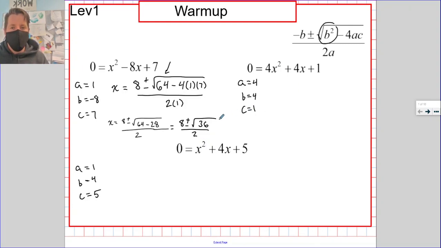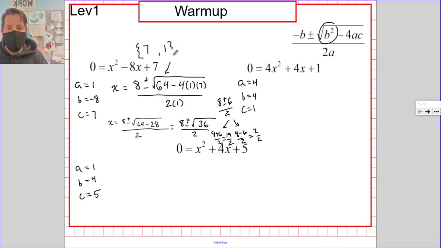Now, the square root of 36 is 6, so this is going to give me 8 plus or minus 6 over 2. Which I'm going to split up in two ways, to 8 plus 6 over 2 and 8 minus 6 over 2. 8 plus 6 is 14, and 14 over 2 is 7. 8 minus 6 is 2, and 2 over 2 is 1. So those are my two separate answers for this problem.